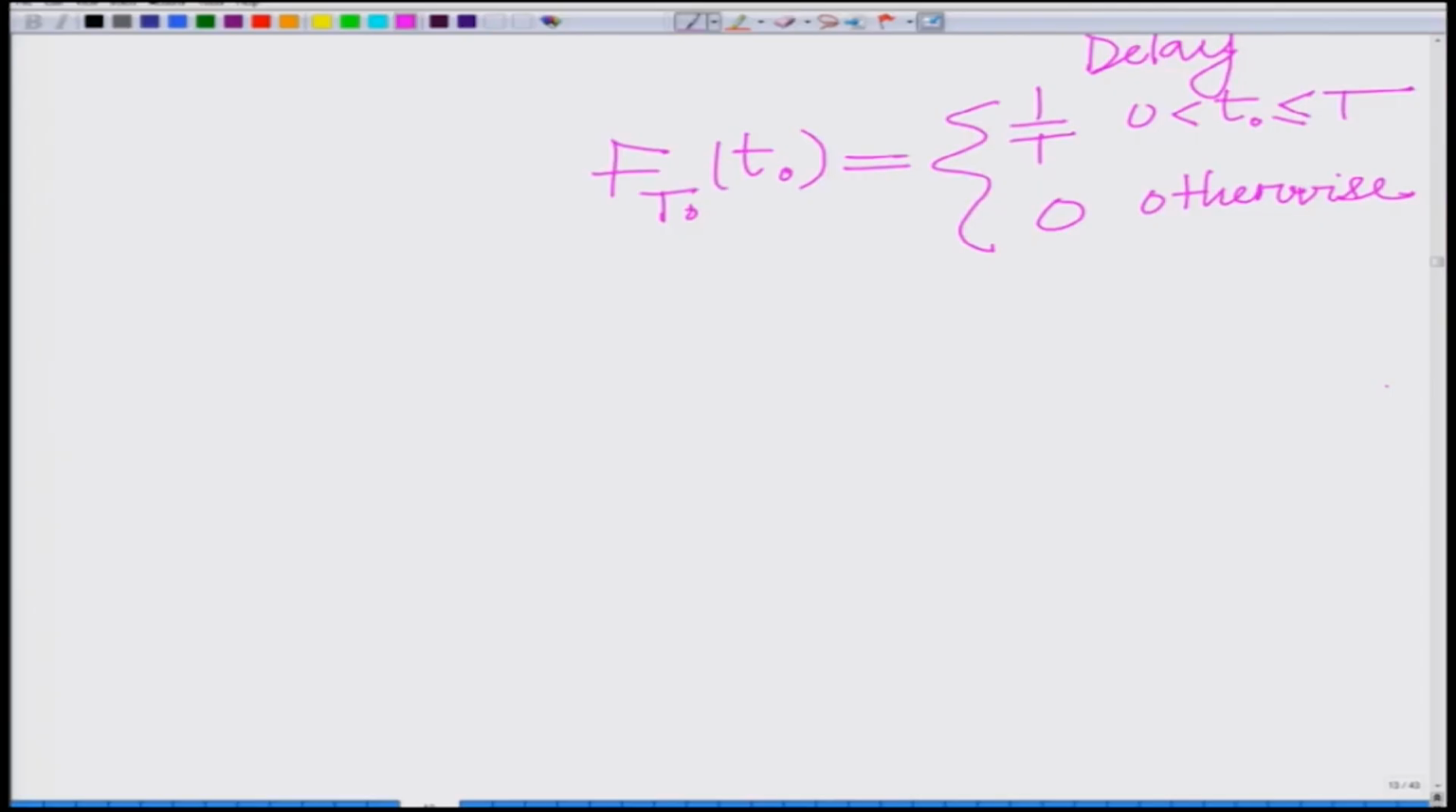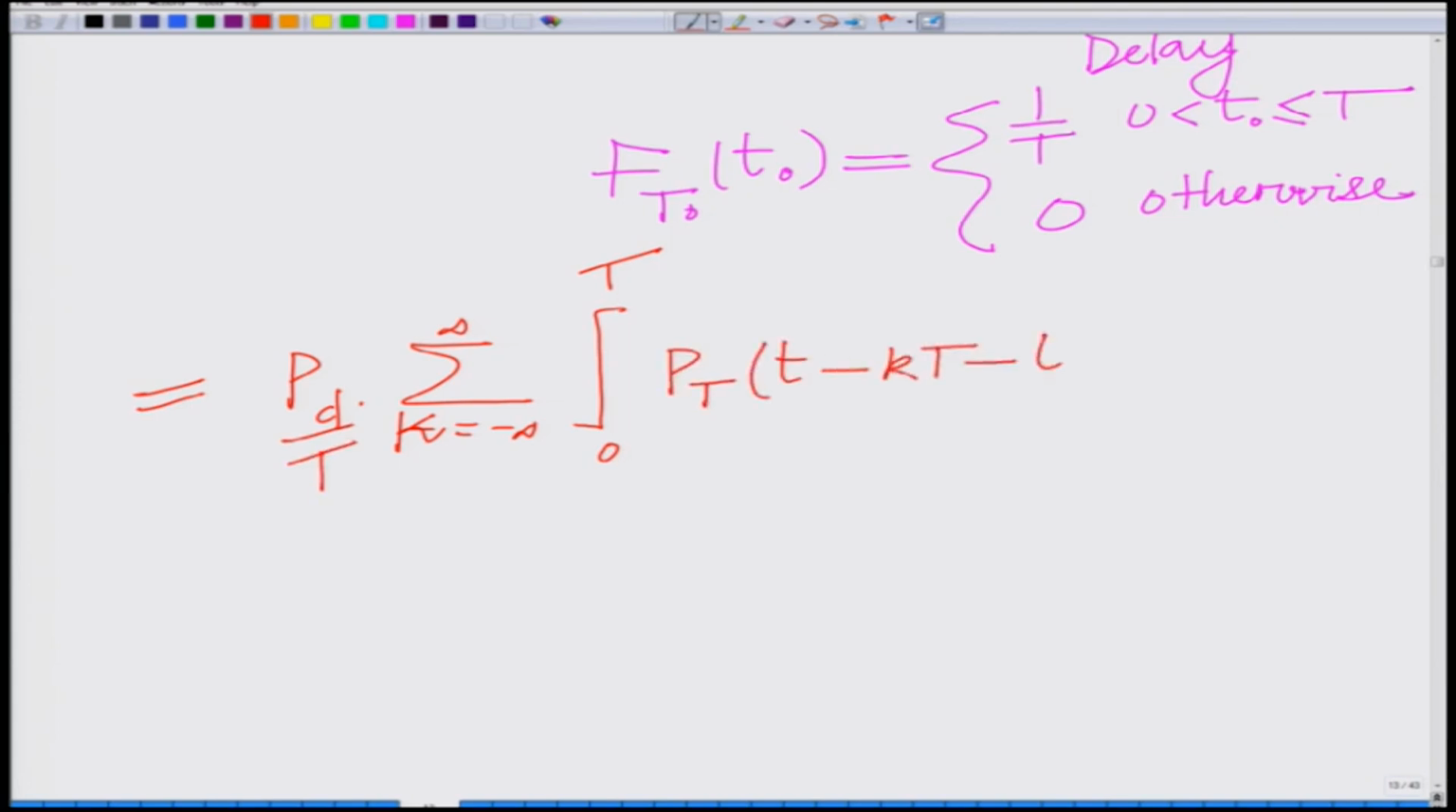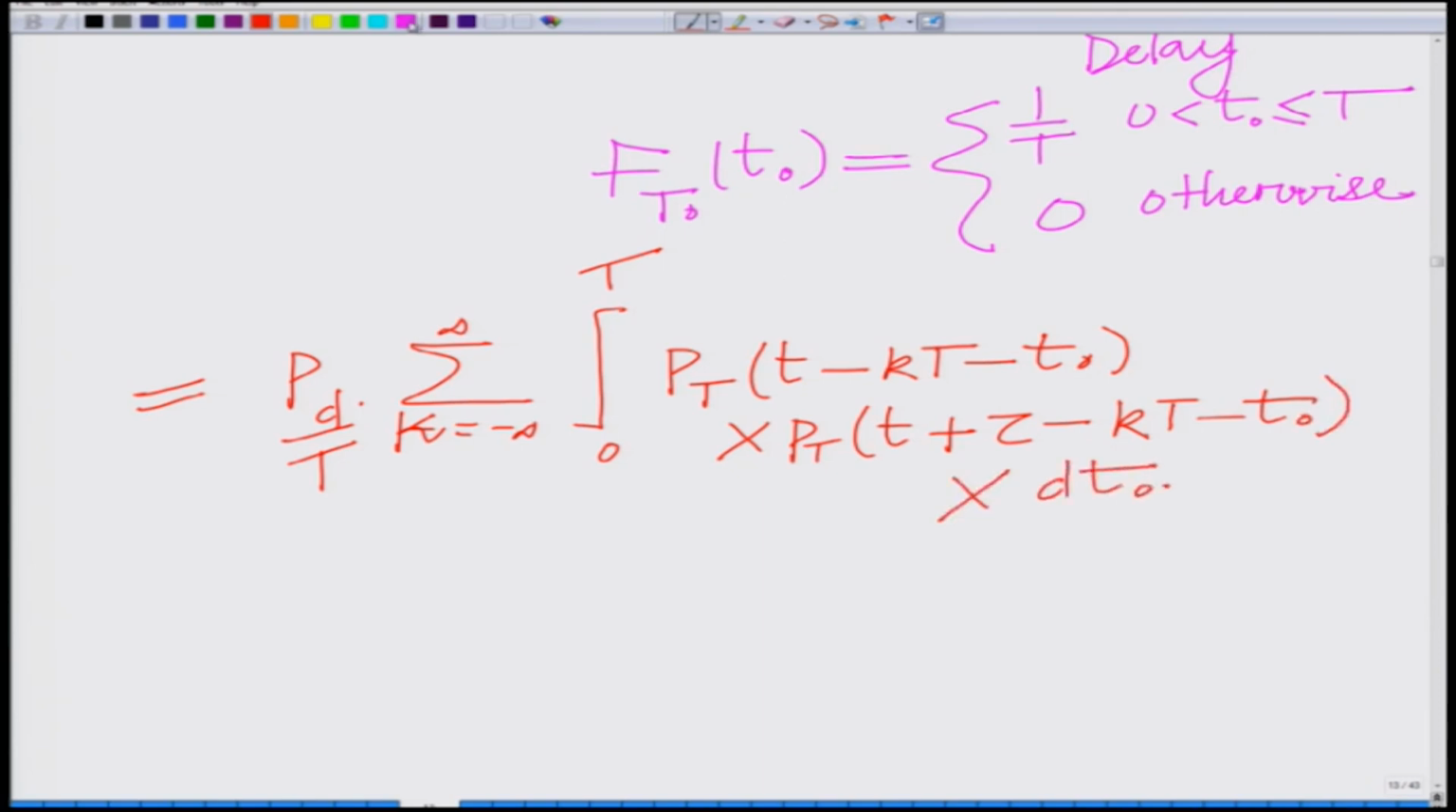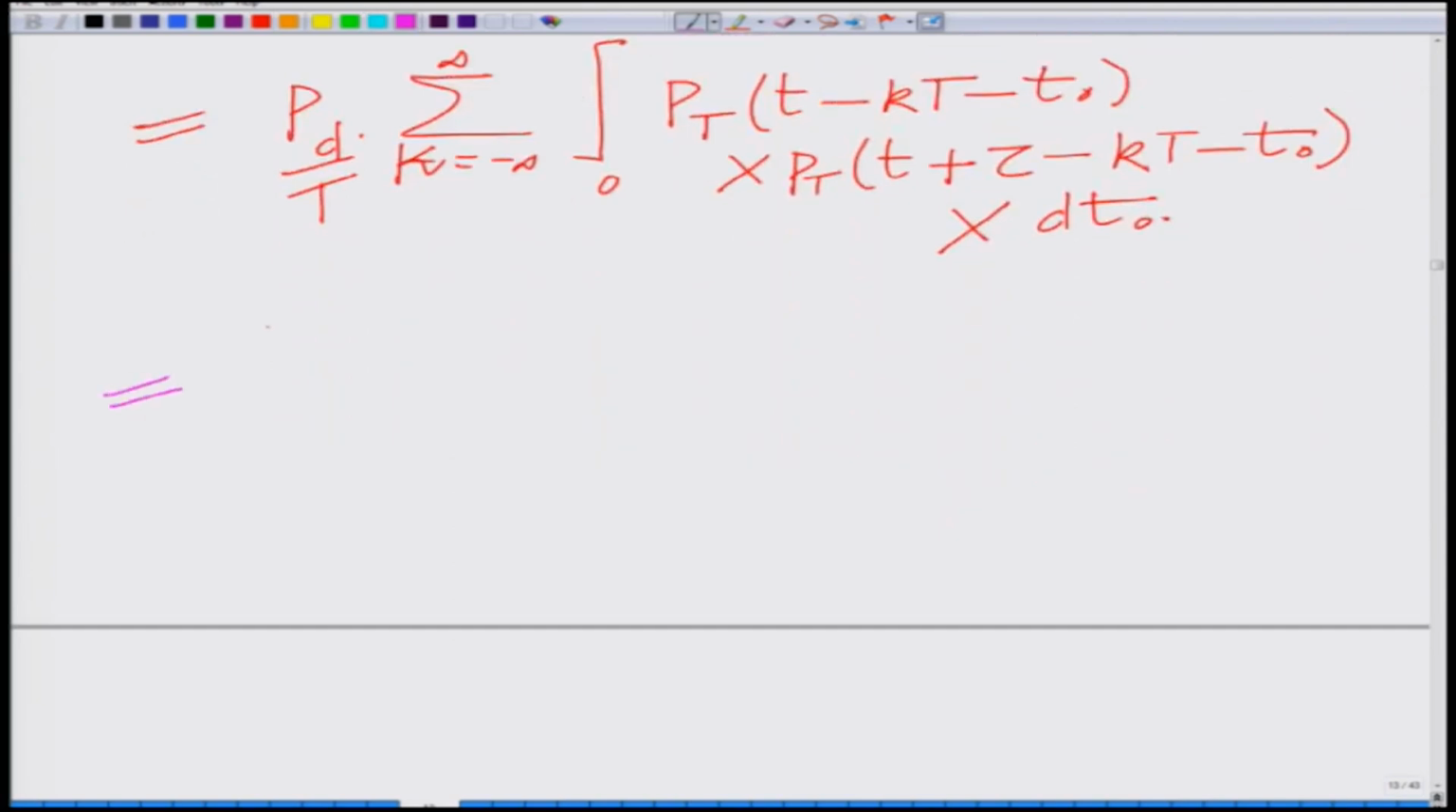Therefore, I can write this as follows. Therefore, I can write expected value of x t into x t plus tau as summation k equal to minus infinity to infinity integral 0 to T, well, 1 over T, f of T naught is 1 over T, 1 over T is a constant, so I can bring that outside, 1 over T P t t minus k t minus T naught times P t t plus tau minus k t minus T naught into dt naught, equals Pd over T summation k equal to minus infinity to infinity.